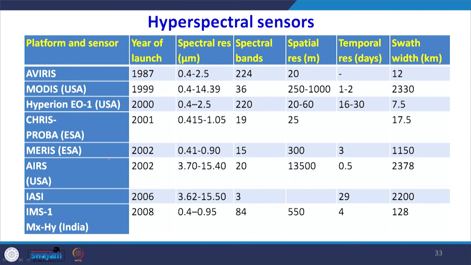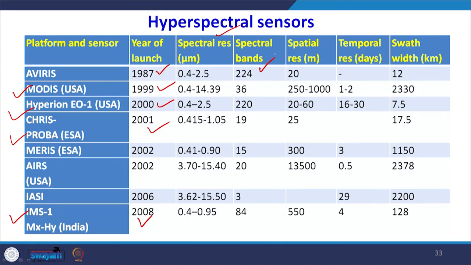If you look at the different hyperspectral sensors, again the list may not be complete, but the exemplary list starts from 1987, where we have the Everest data, then MODIS data in 1999, Hyperion in 2000, and then CRIS PROBA in 2001, and so on. IMS-1 is 2008. So we have various years starting from 1987, when hyperspectral data was available to us in different spectral ranges. If we look at the number of bands, we can get 224 bands. So understand the availability of the data. It's a huge data set available to us, 224.